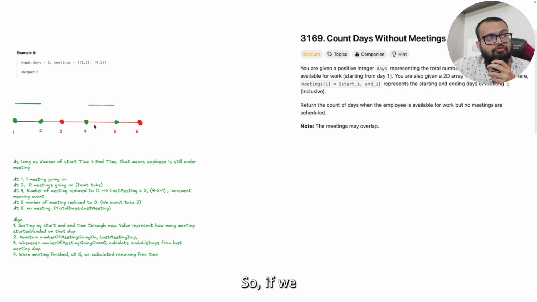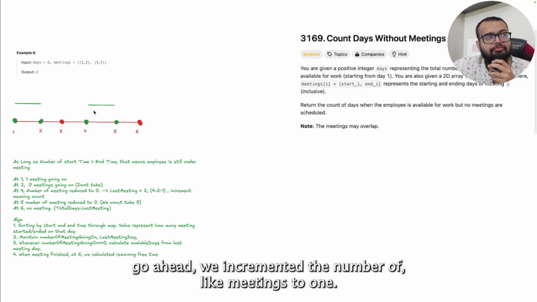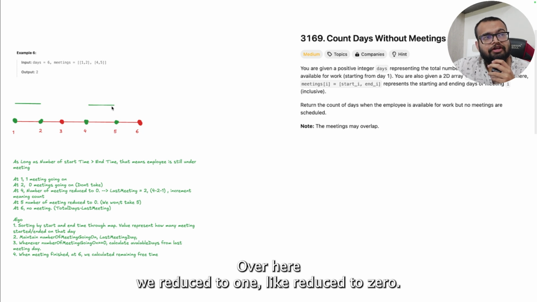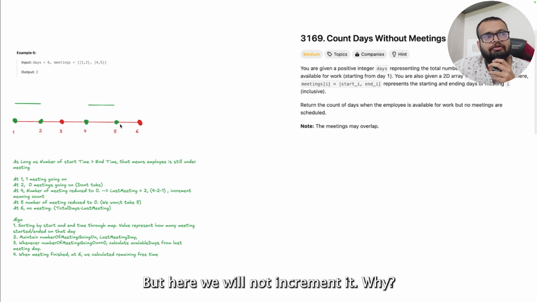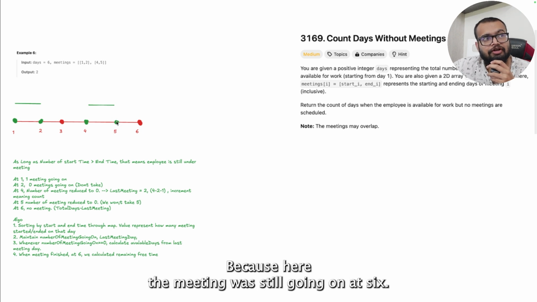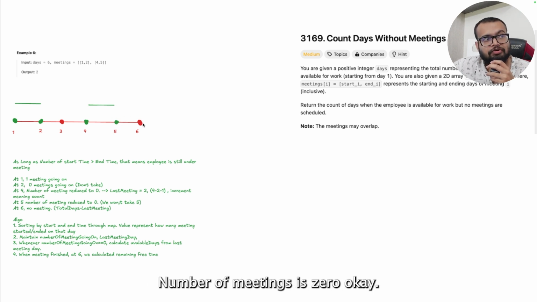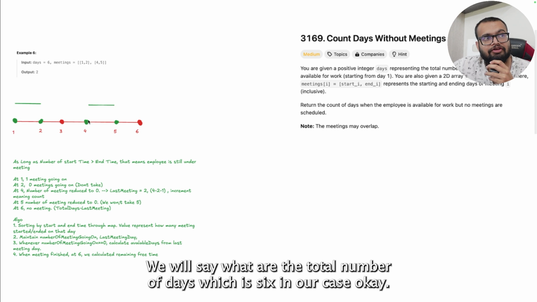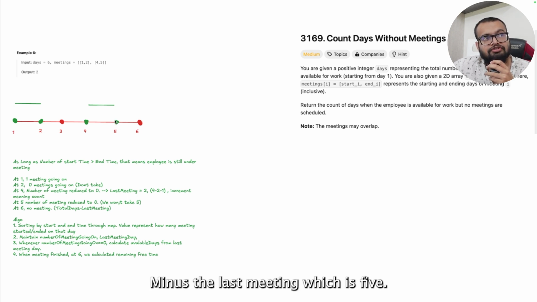So we go ahead, we incremented the number of meetings to 1. Over here we reduced to 1, then reduced to 0. Number of meetings total is 0, but here we will not increment it. Why? Because here the meeting was still going on. At 6, the number of meetings is 0. So since we have reached the last, all the meetings have ended, we will take the total number of days, which is 6 in our case, minus the last meeting, which is 5. So 6 minus 5 will be 1.